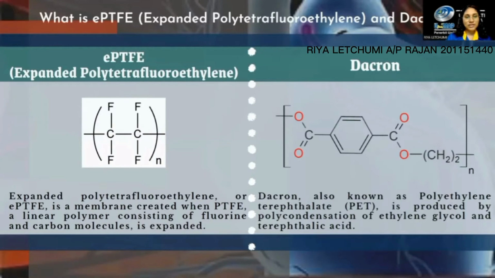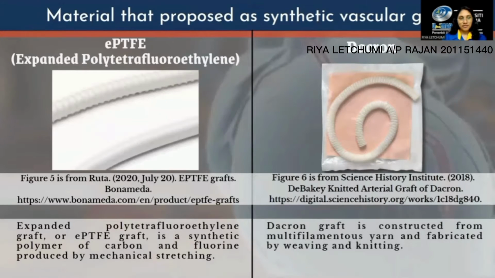Expanded polytetrafluoroethylene, or EPTFE, is a membrane created when PTFE, a linear polymer consisting of fluorine and carbon molecules, is expanded. Dacron, also known as polyethylene terephthalate, PET, is produced by polycondensation of ethylene glycol and terephthalic acid. Materials proposed as synthetic vascular graft: the EPTFE graft is a synthetic polymer of carbon and fluorine produced by mechanical stretching. The Dacron graft is constructed from multifilament yarn and fabricated by weaving and knitting.